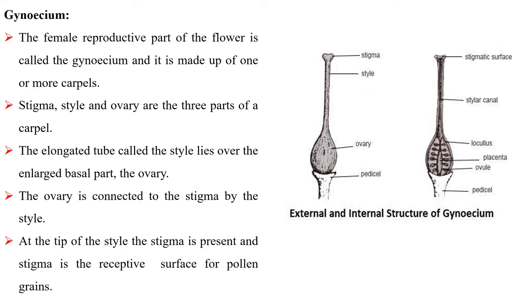Gynoecium. The female reproductive part of the flower is called the gynoecium, and it is made up of one or more carpels. Stigma, style and ovary are the 3 parts of a carpel. The elongated tube called the style lies over the enlarged basal part, the ovary. The ovary is connected to the stigma by the style. At the tip of the style, the stigma is present, and the stigma is a receptive surface for pollen grains.